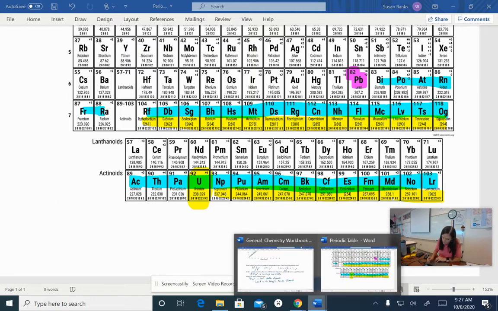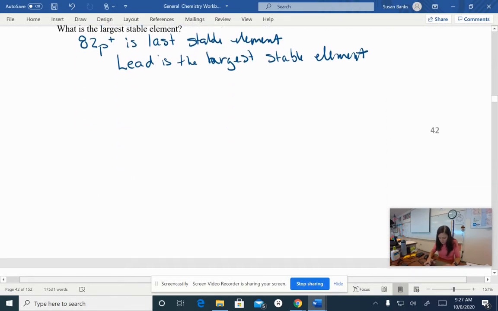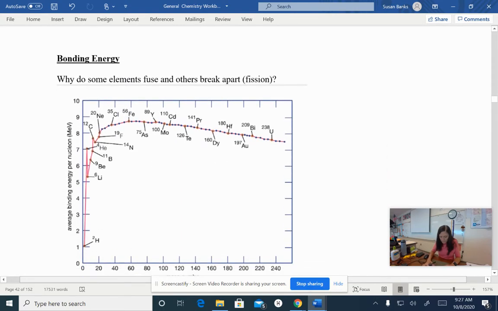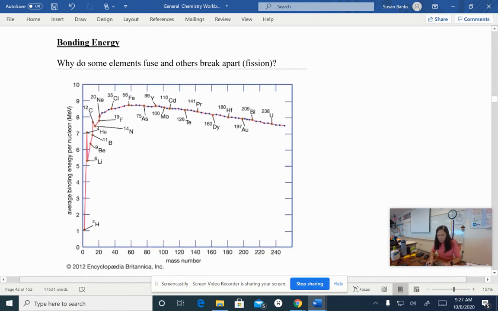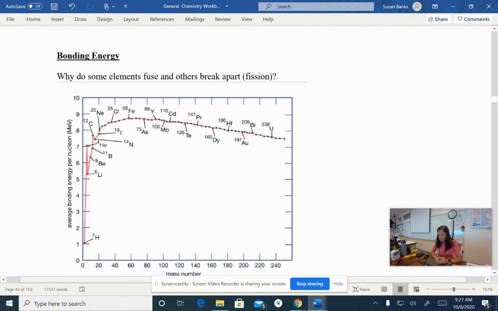Okay? So, let's look at this. Bonding energy. Why do some elements fuse and other elements break apart? We have two types of radioactive or nuclear reactions. We have fusion, which is putting elements together, and fuse should give you the idea that we're fusing things together. So fusion is the binding of two nuclei to make a larger nucleus.